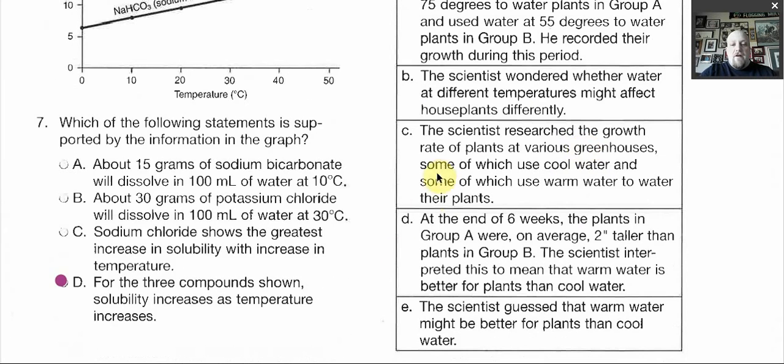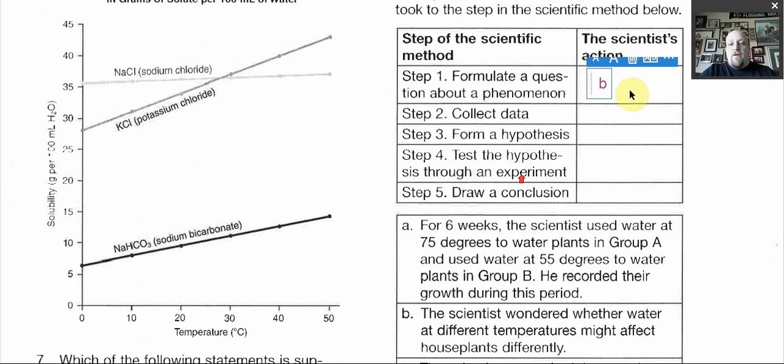So you look down here, the scientist researched. That's what you're looking for. So that's going in, looking around at books, other scientists, and other scientific possibilities, and kind of just getting a little research on how you should do your experiments. So we're going to go ahead and put C in this one right here.